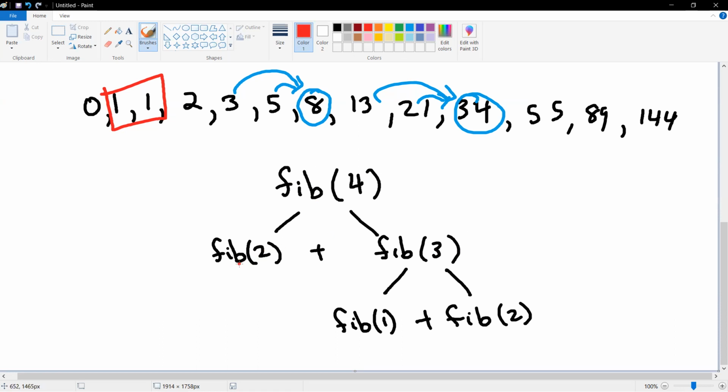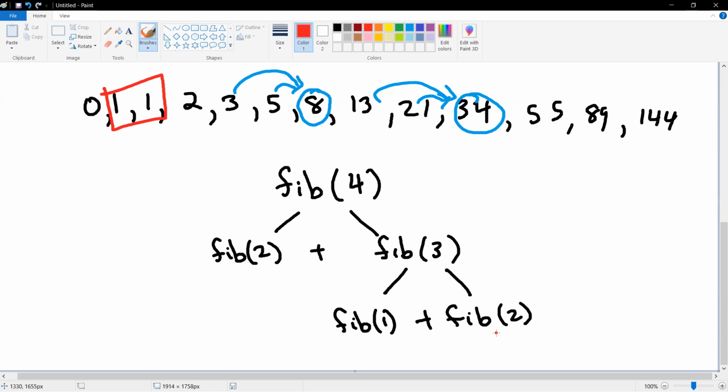Fib2 is a base case, so we don't need to do anything more. Fib3 is not a base case yet, so we have to recurse. It's Fib1 plus Fib2. Right? And so this is the tree for drawing Fib4.